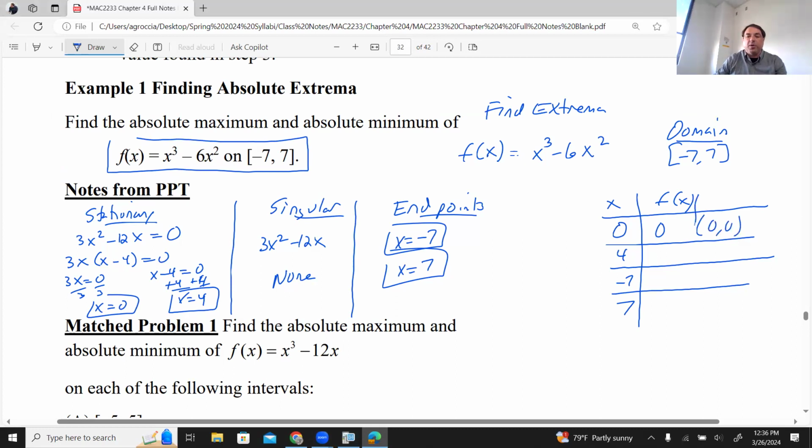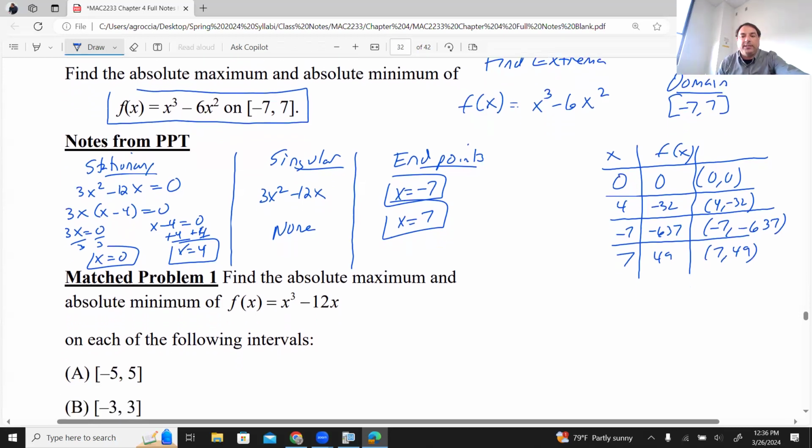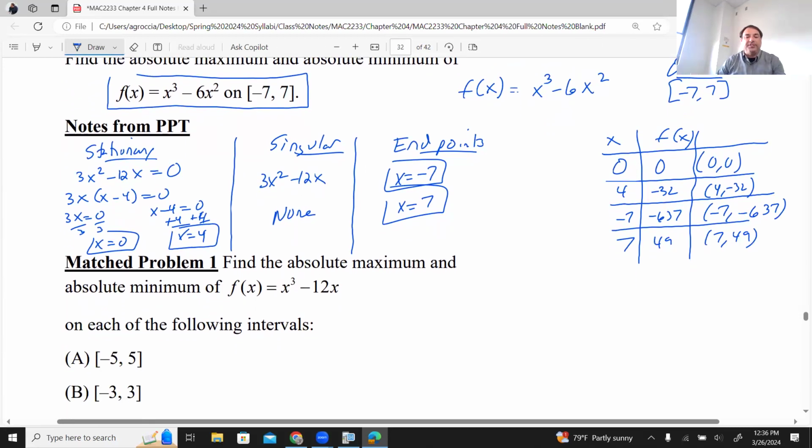So we need to check out 0, 0. We need to check out 4, -32. We need to check out -7, -637. And 7, 49. So once we're given a domain, the domain that tells us our x, we have to go from -7 to 7, right? The domain doesn't give us a choice. We know that's where it begins, that's where it ends.